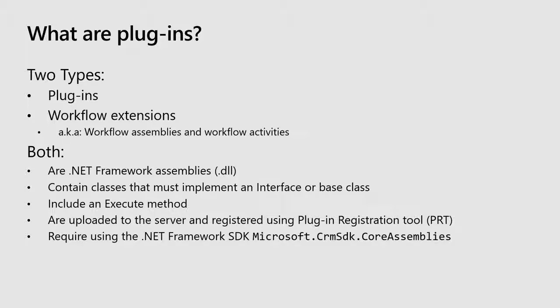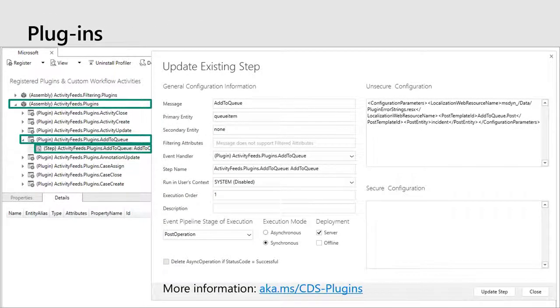Both of them are .NET assemblies. Both of them contain classes that implement a particular interface or a base class that includes an execute method. And they're both uploaded to the server today using the plugin registration tool. They also require using the CRM SDK core assemblies. So that's some of what they have in common.